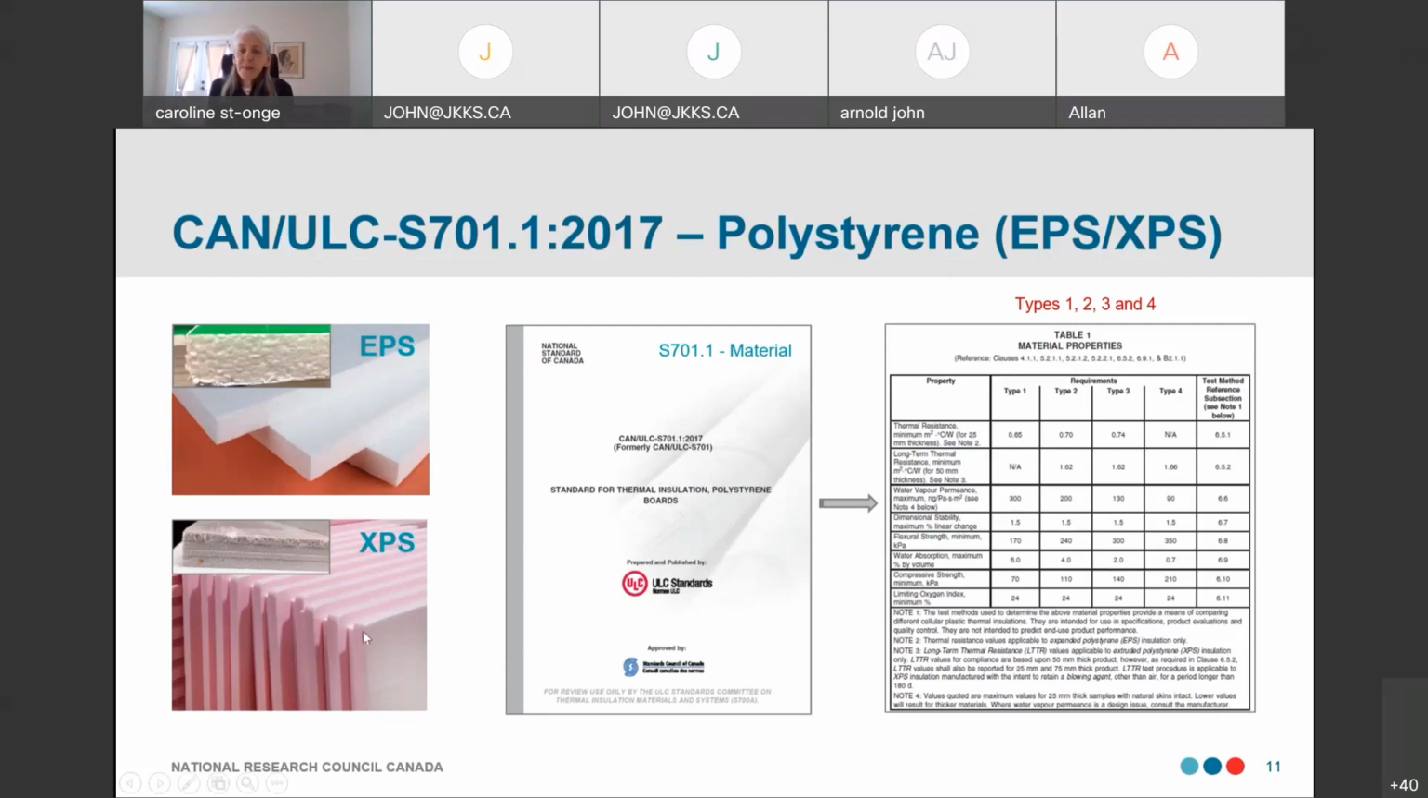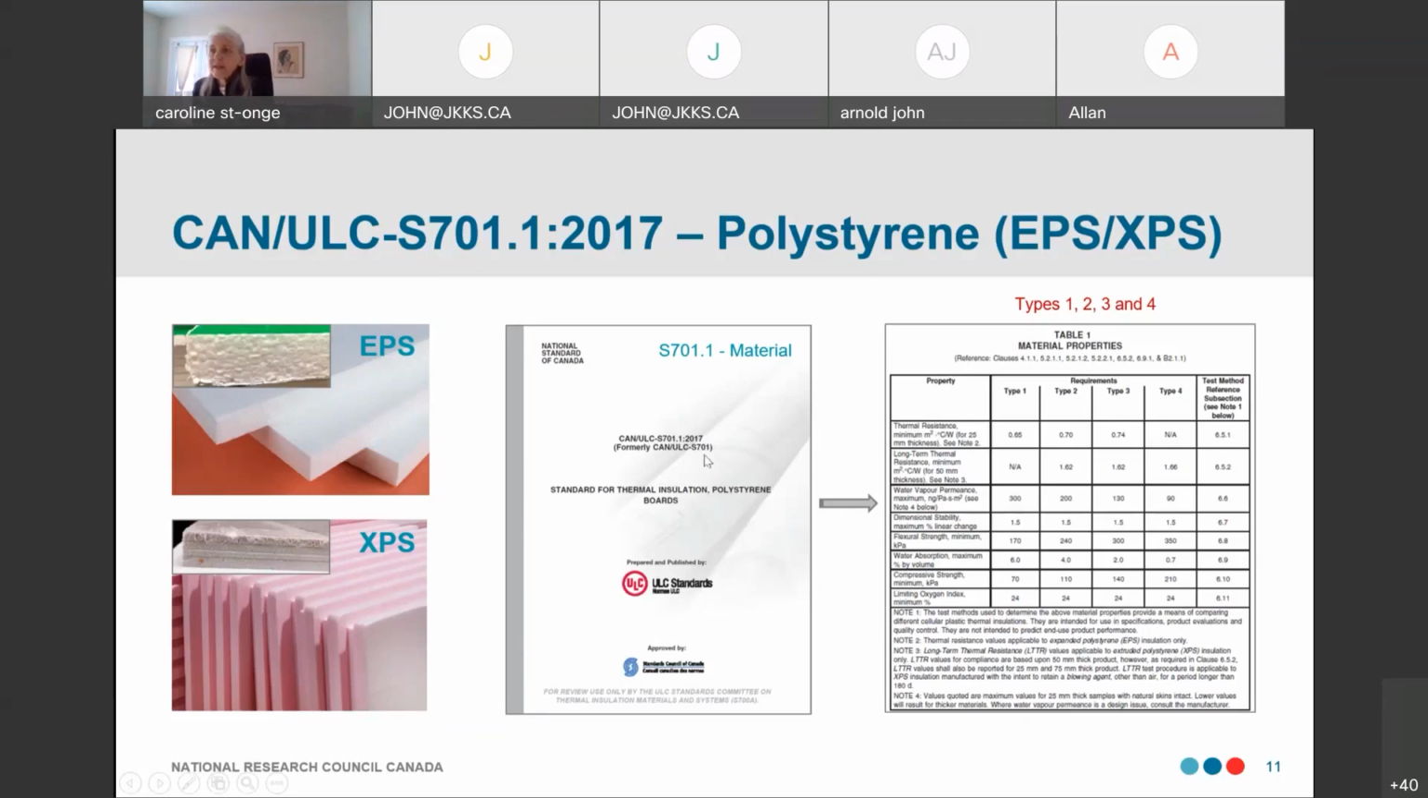XPS is not molded, but it's extruded to a specific thickness. The difference between EPS and XPS visually: you can look at the cross section of the boards, and for EPS, you will see that the cell size is much bigger than in XPS.